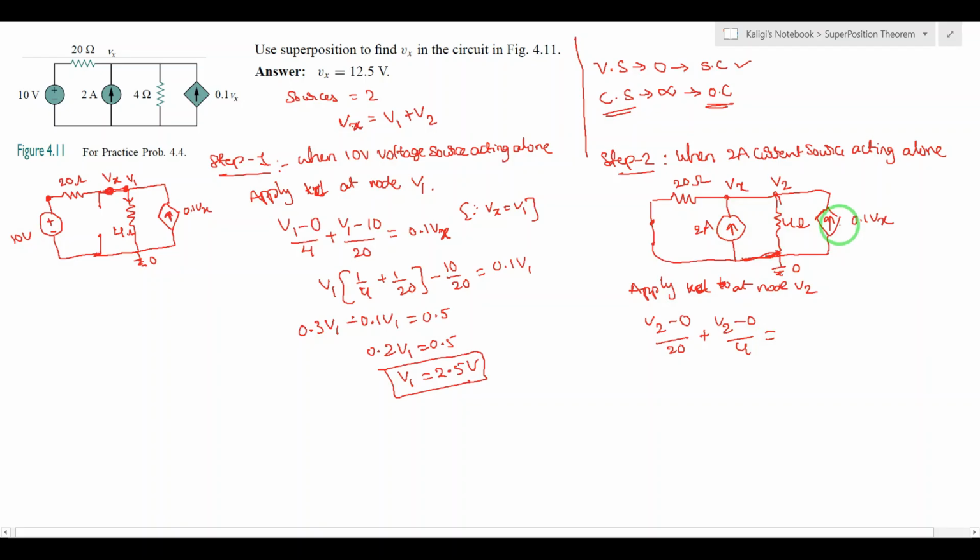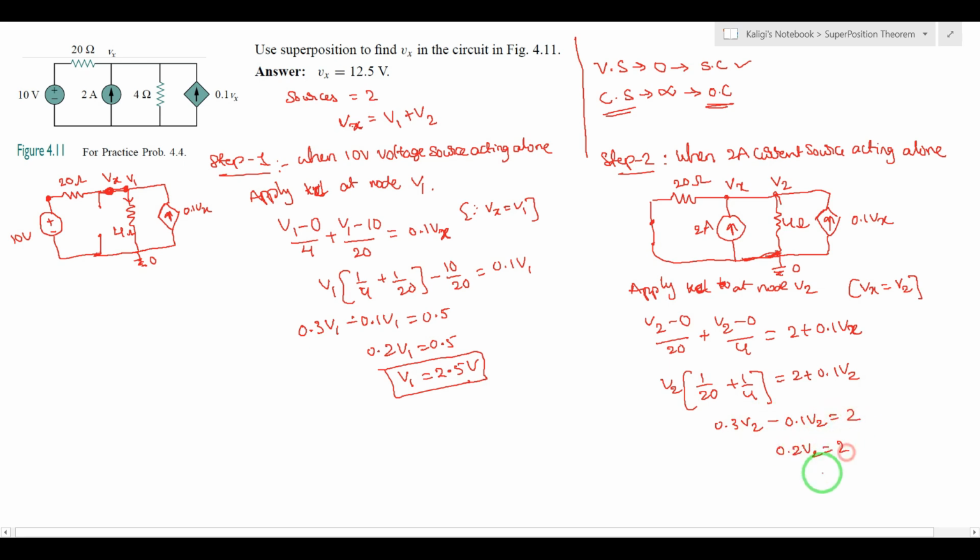There are two current sources, this is the one current source, this is the second current source, and these two are entering the node V2. So what are the entering currents? 2 amps plus 0.1 Vx. You know that Vx is equal to V2, because both nodes are the same, but we just differentiate with Vx and V2. Now V2 times (1 by 20 plus 1 by 4) is equal to 2 plus 0.1 V2. So 0.3 V2 minus 0.1 V2 is equal to 2, 0.2 V2 is equal to 2, V2 is equal to 10 volts.